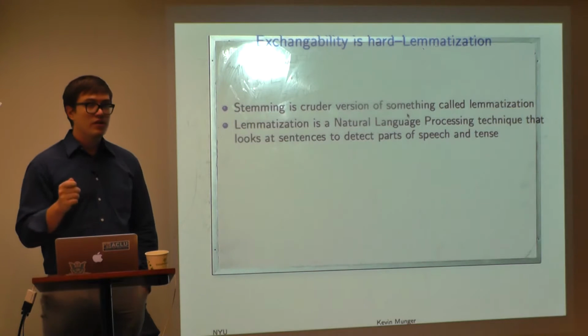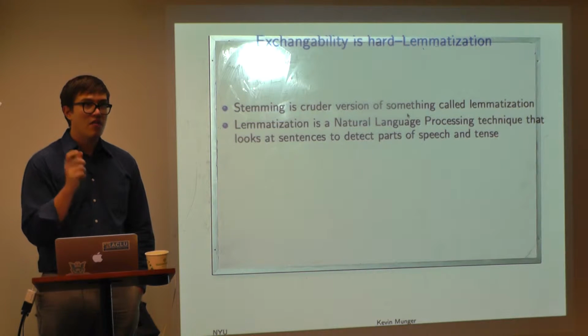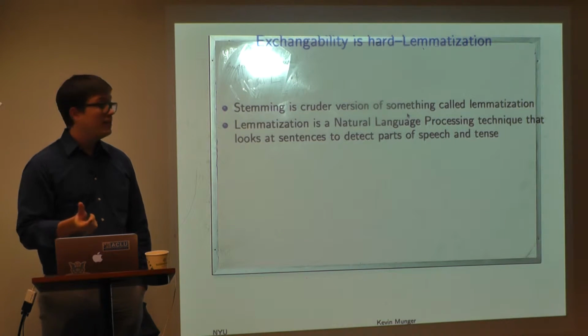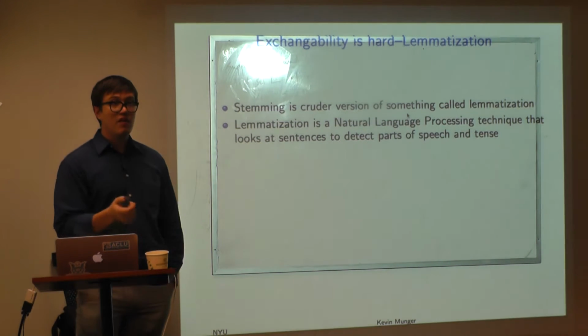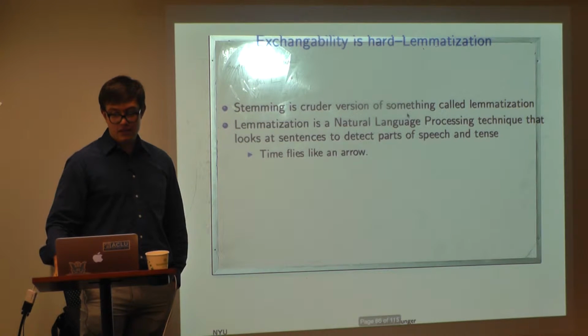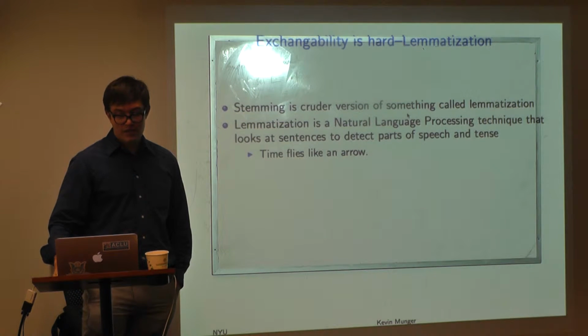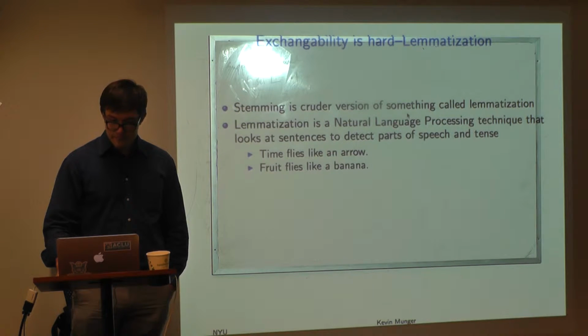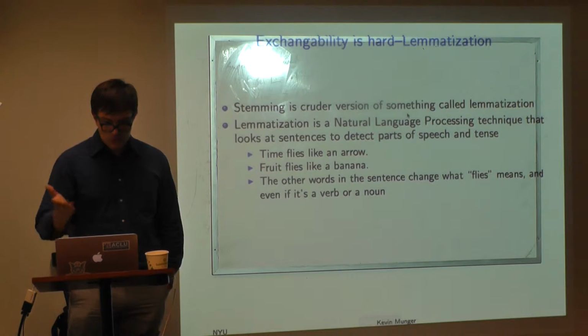So there are certain words that are written the same. They are the same combination of characters, but they mean very different things, and they might be indicative of different topics. And here's the classic example. Time flies like an arrow. Fruit flies like a banana.